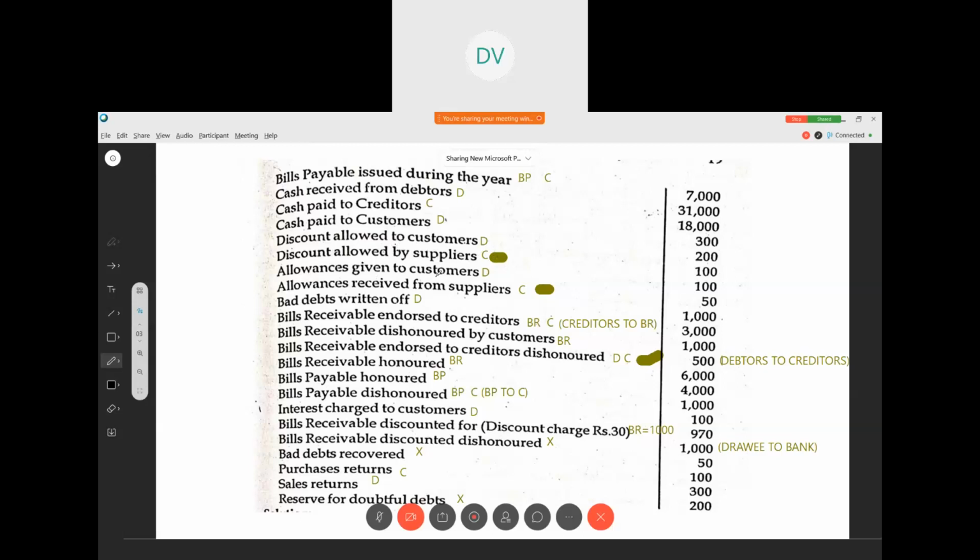Allowances given to the customers. So debtors. Allowances received from the suppliers. So creditors, from creditors we are receiving. Bad debts written off. Bad debt is related to debtors.